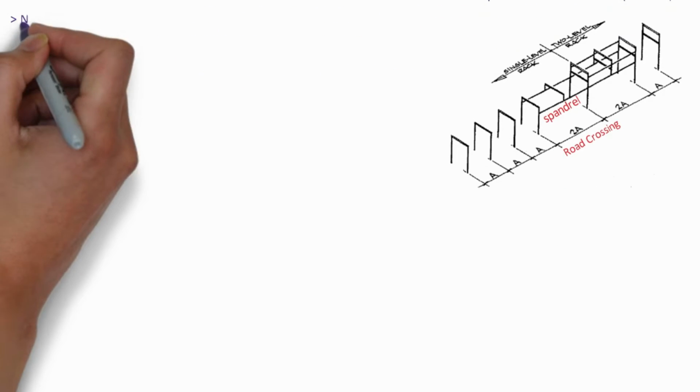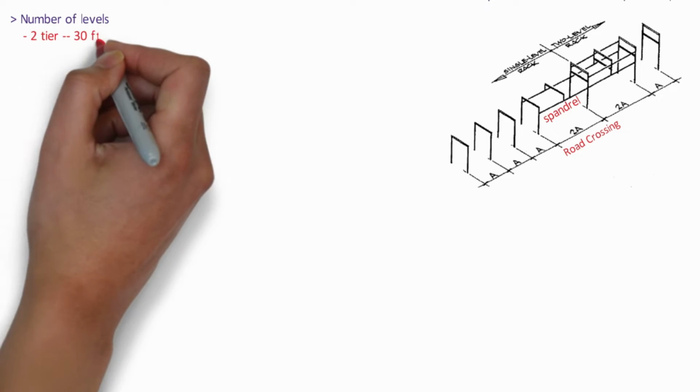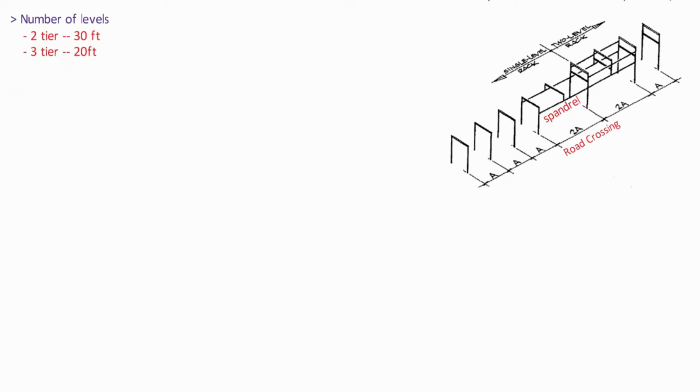Based on the economic, the width calculation as we have seen, the number of levels, 2 tier of 30 feet wide or 3 tier of 20 feet wide rack will be decided. However, the civil or structural engineer should be consulted to review the economic approach.